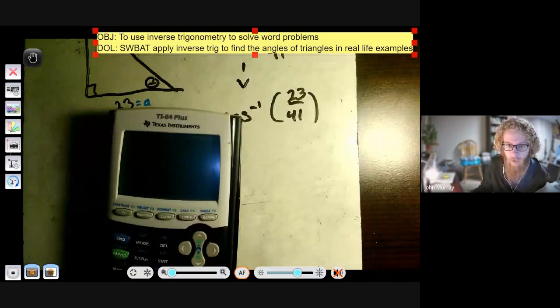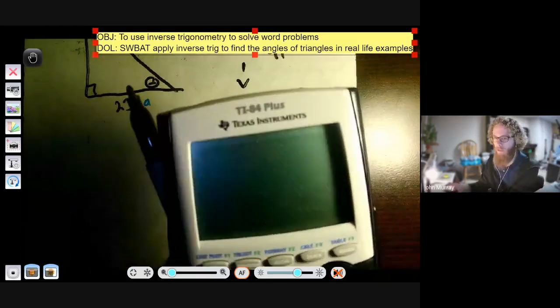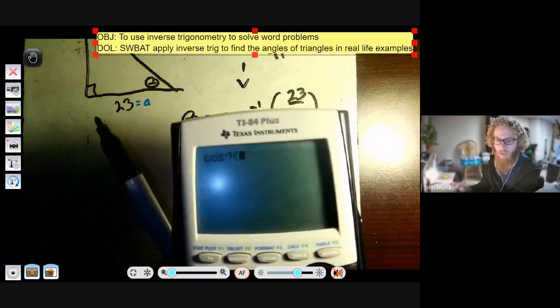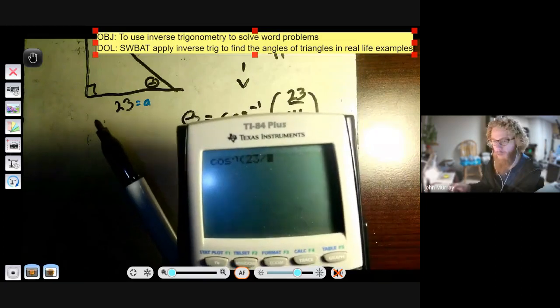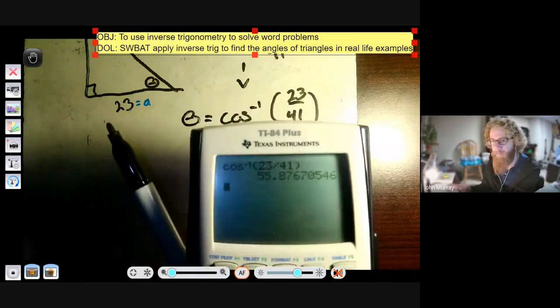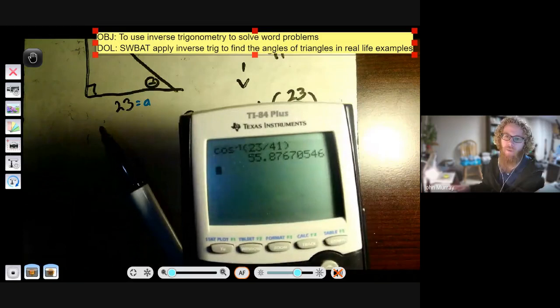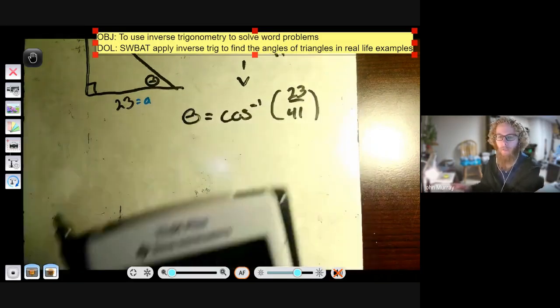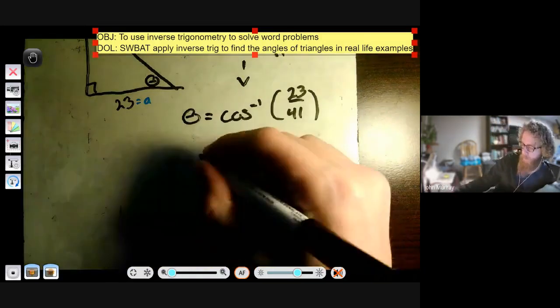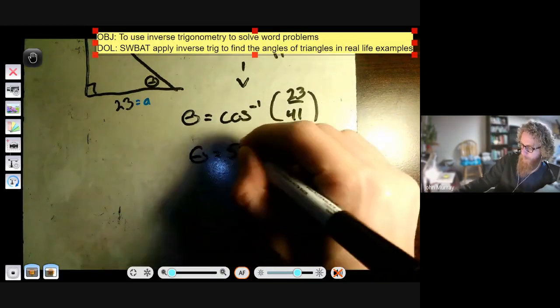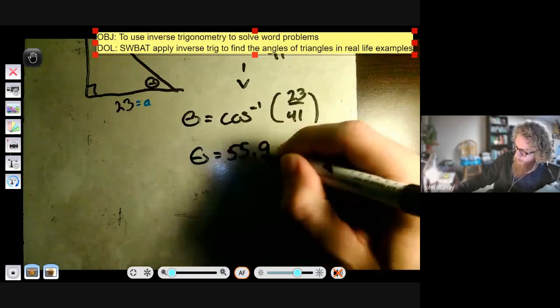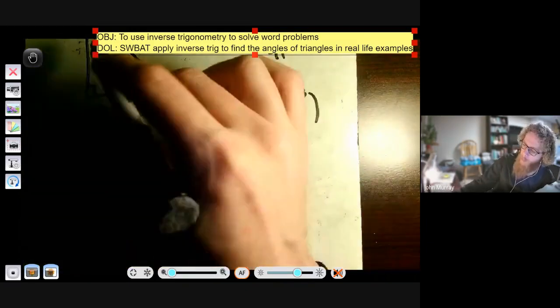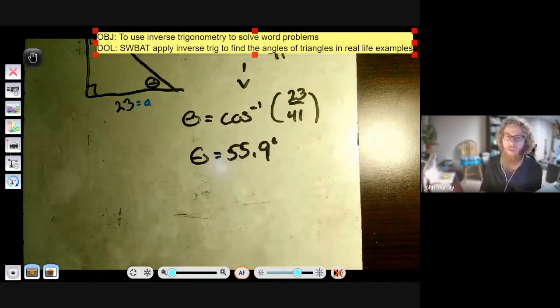So we're going to take the inverse cosine of 23/41. That's going to get us an angle of, we'll say, 55.9. So now we want to find our other angle.